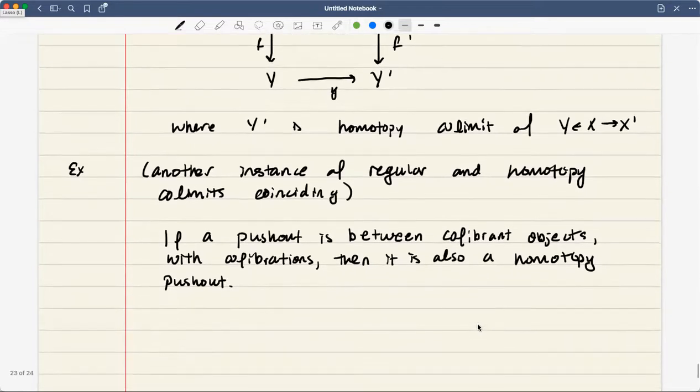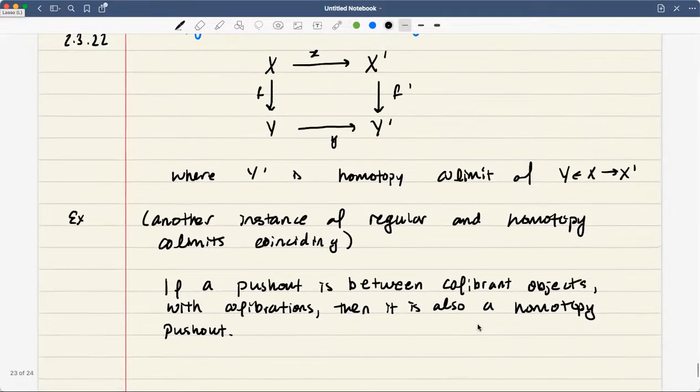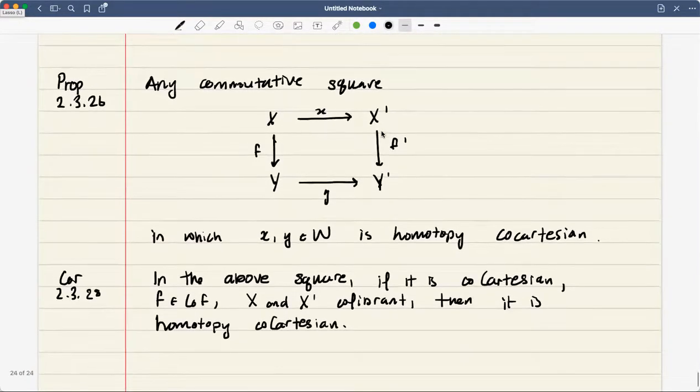Another example of regular and homotopy colimits coinciding is that if a pushout is between cofibrant objects, so every object here is cofibrant, every map is a cofibration, and your initial diagram was also a pushout in the normal one-category theory sense, then it will also be a homotopy pushout. And you can imagine dual statements for pullbacks and fibrations and fibrant objects.